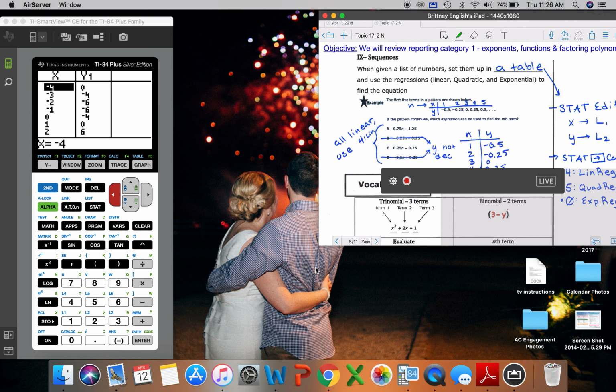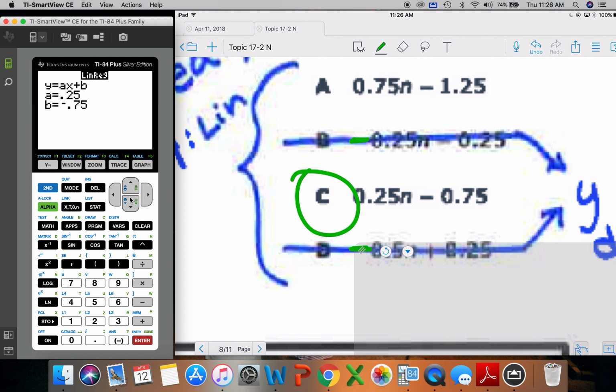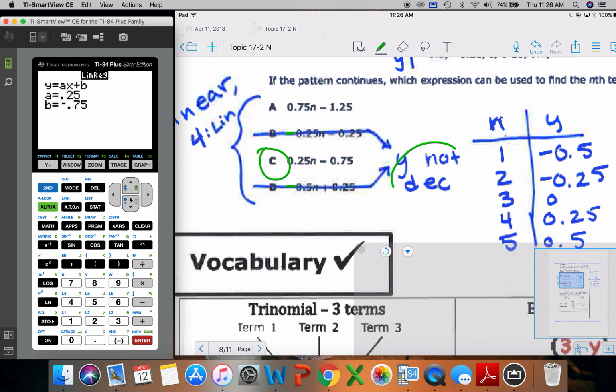So number order, numbers that are actually listed. We notice all of our answer choices are LinRegs. So I go to option 4, and my answer has to be C. Notice it's kind of hard to see, but in here these had negative signs, and they were crossed out because y is not decreasing. However, if you just use your stat edit, that's a way to get through two answer choices, but stat edit will give you the correct answer as well.